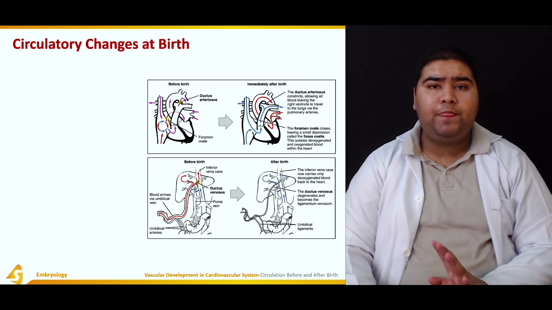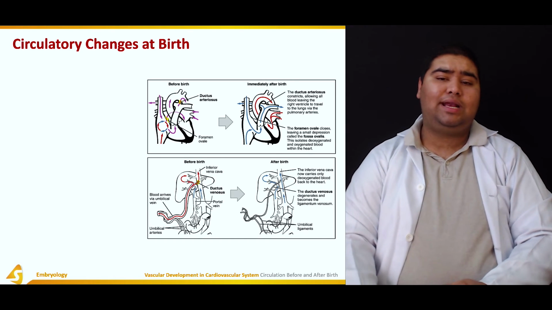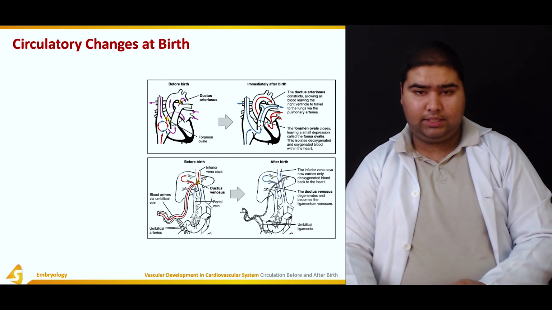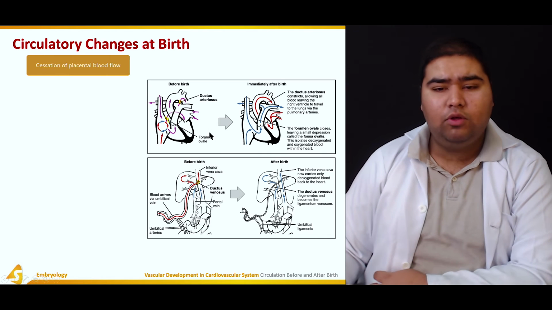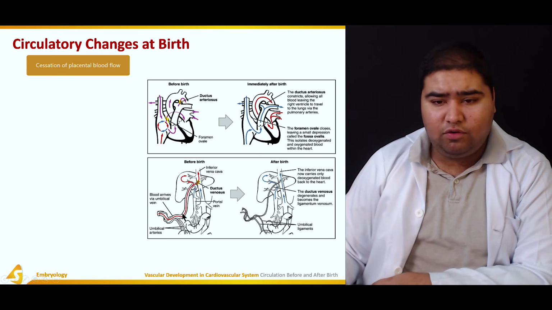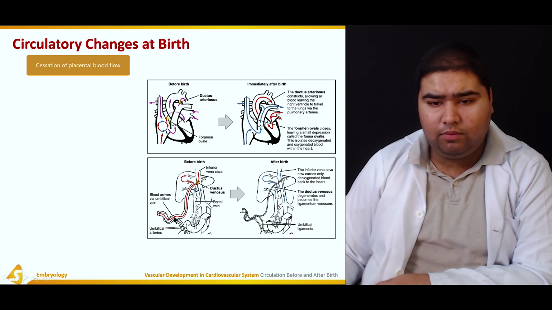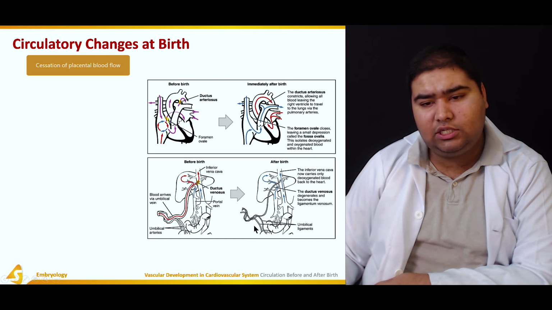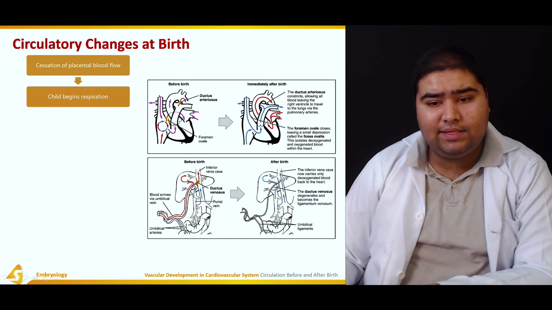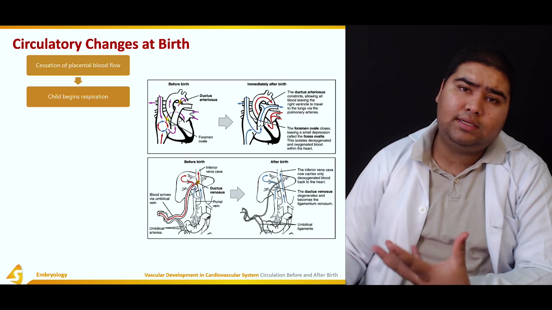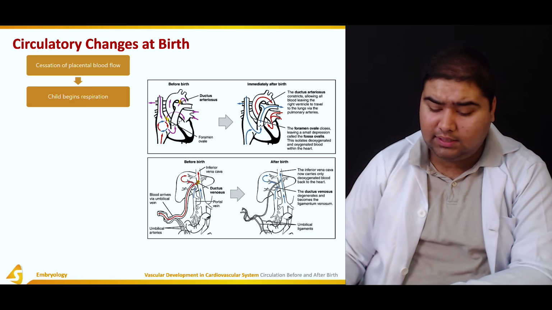Now, what are the circulatory changes that occur at birth? What happens is there's cessation of the placental flow. This was the placental flow which was actually occurring before. Now there's cessation of the placental blood flow. The child begins respiration. Obviously, the lungs expand, respiration starts.